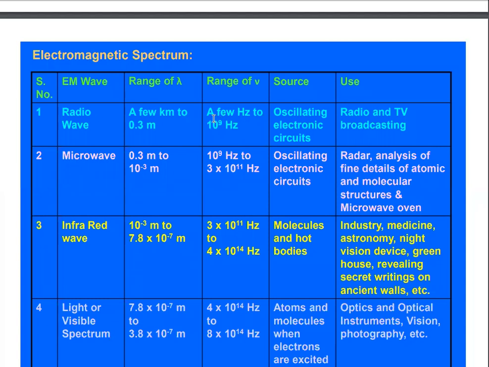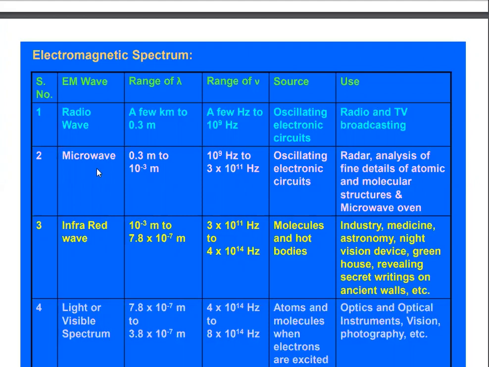Here, radio wave has frequency from a few hertz to 10 to the power 9 hertz. It is a frequency range. And source of radio wave is oscillating electric circuit, like you have seen LC circuits. And usage of radio wave is that it is helpful in broadcasting the message or signals or program through radio and TV or television, etc.